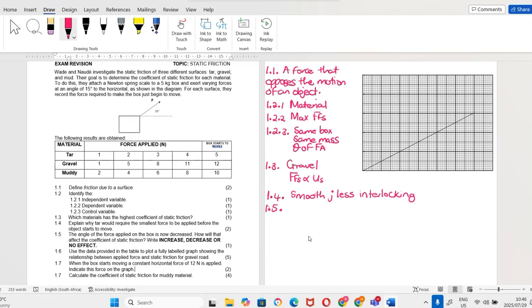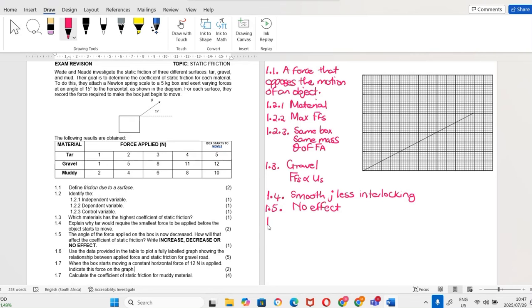1.5, the angle of the force applied on the box is now decreased. How will that affect the coefficient of static friction? Right, increase, decrease, or no effect? So that would be no effect, because the coefficient of static friction depends on the two surfaces that are interacting, that are in contact. All right, it's a property of those particular two materials that are in contact, and so it would have no effect. It more has to do with the materials of the two surfaces that are in contact than any other thing. So that would be no effect, and so it would be a constant value for given materials.